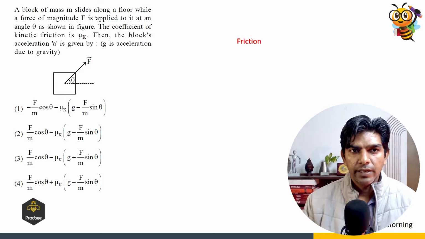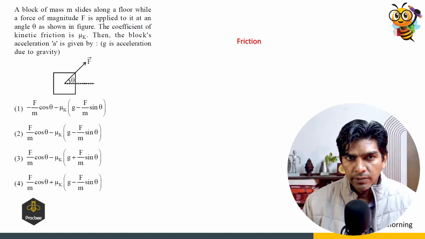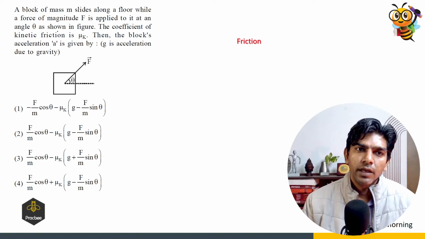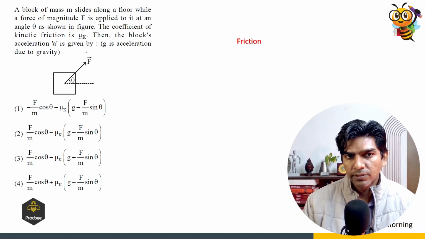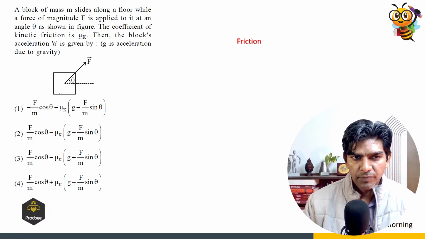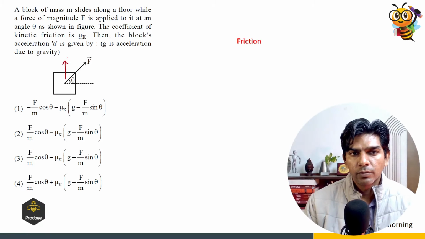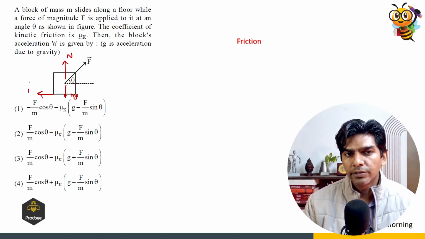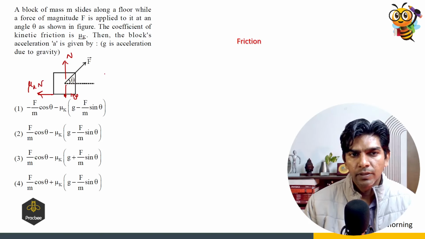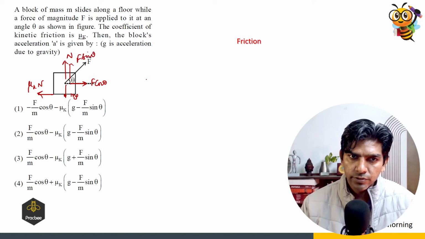A block of mass M slides along the floor while the force of magnitude F is applied to it at an angle of theta as shown in the figure. The coefficient of kinetic friction is mu k, then the block acceleration is given by. So in this question, if I draw the free body diagram, there will be a normal reaction, there will be a gravitational force, there will be a kinetic friction in the backward direction, which is mu k times N. And this F we can resolve in two components, F cos theta and F sin theta. So in the vertical direction, forces will balance each other.